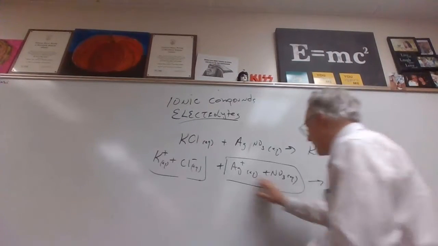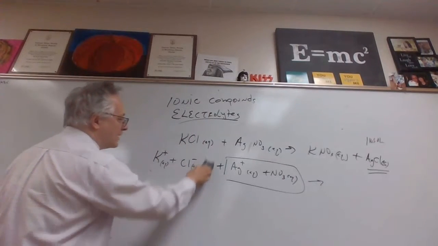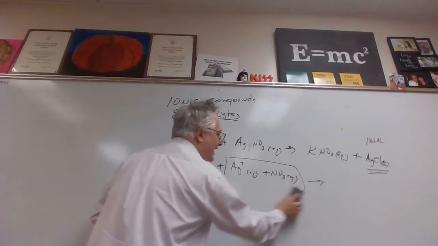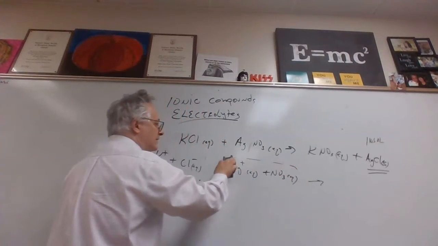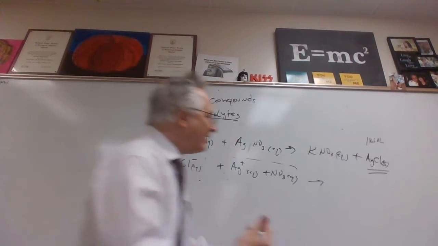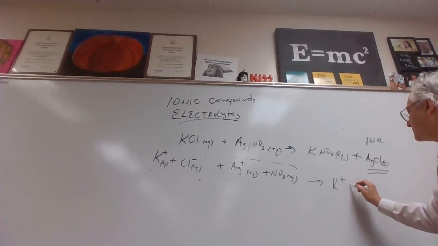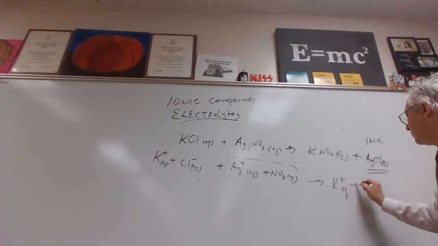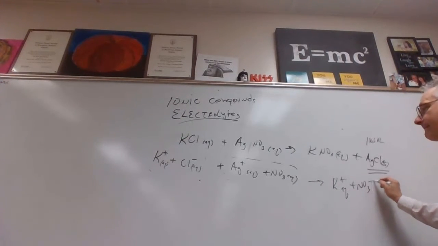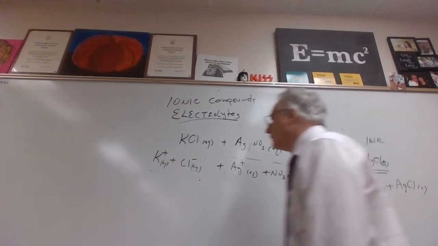So let me erase these little boxes here. I was just trying to show you that they're two separate containers, and before we mix them, everything's a big mess of ions in each. After we mix them, though, you're going to get K+ aqueous plus NO3- aqueous plus AgCl solid.